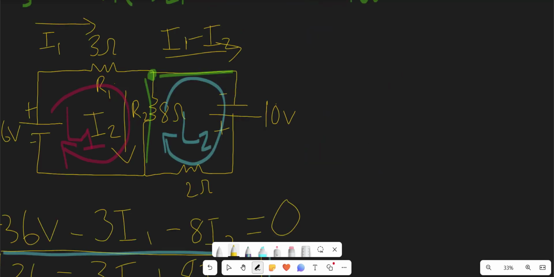Okay, so for loop 2, we're going to start at the R2 resistor right here. So this is going to be a voltage rise because it's going from the negative terminal to the positive terminal. So this will be 8I2, and then we're going to go through the 10 volt battery. So this is going from a negative to a positive, so that's going to be a voltage rise. So we can add 10 volts. And then lastly, we're going to go through this 2 ohm resistor here, which has the current I1 minus I2 flowing through it. So that's going to be a minus 2 times I1 minus I2.